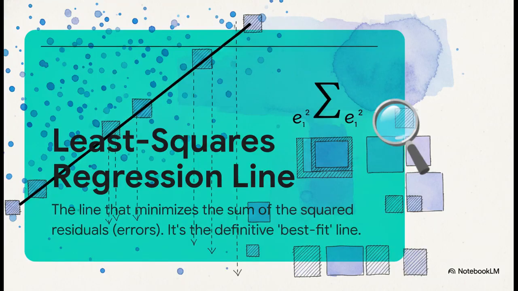Well, the answer is the least squares regression line. I know, it's a mouthful, but the idea behind it is actually pretty genius. It's the one and only line that makes the total amount of prediction error as small as it can possibly be. And the trick is how it does it. It looks at the error for every single point, squares those errors, and then adds them all up. We square them so that positive errors and negative errors don't just cancel each other out. It also means that big misses get penalized way more than small ones. It's really the ultimate definition of a best fit.